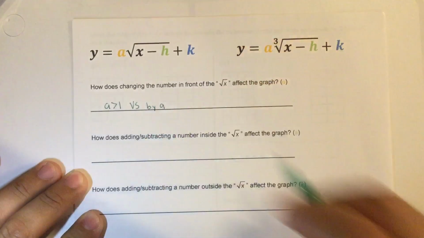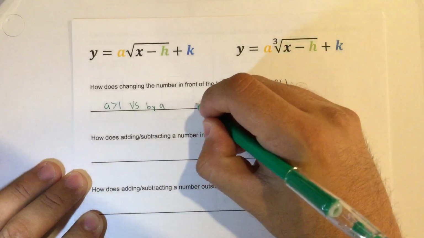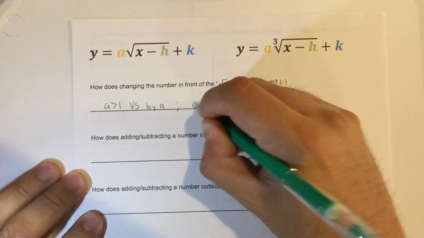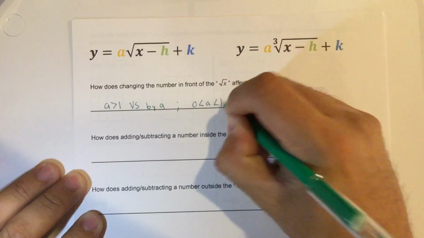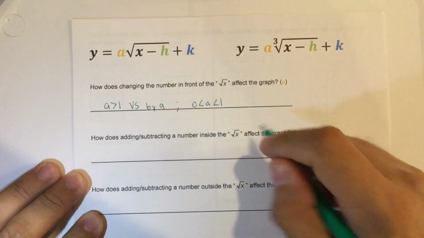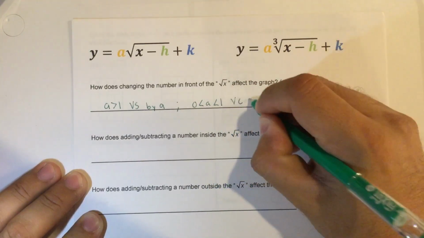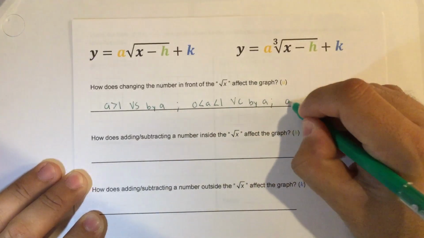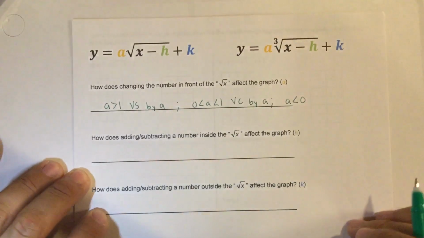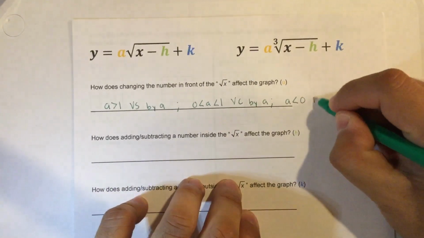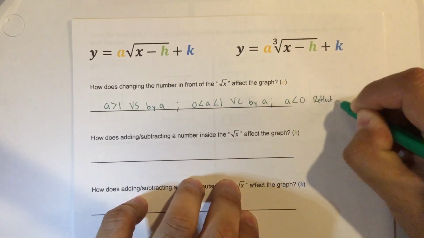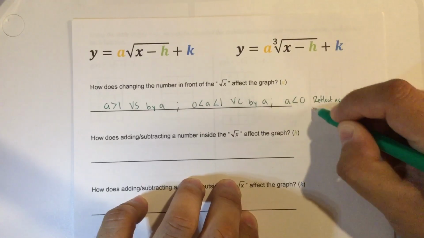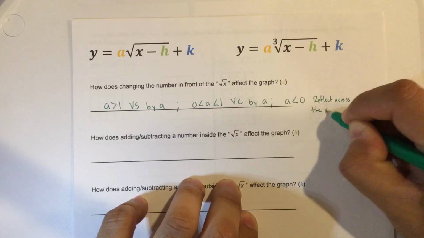by that a value. If your a value is between 0 and 1, so less than 1 but greater than 0, that's going to be a vertical compression by a. And last, if a is less than 0, which means it's negative, it's going to reflect across the x-axis.